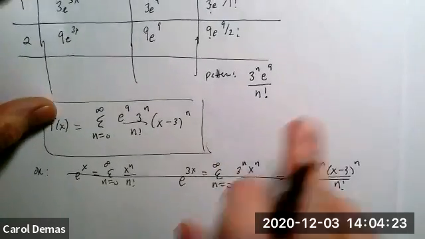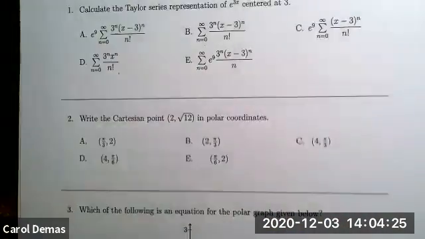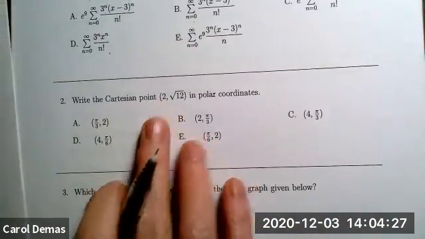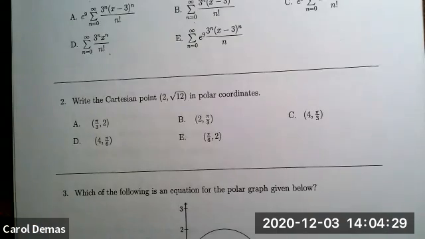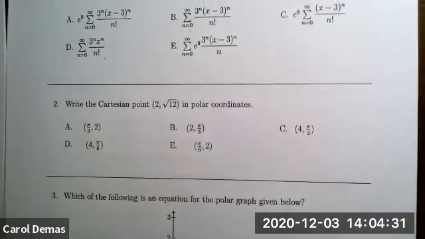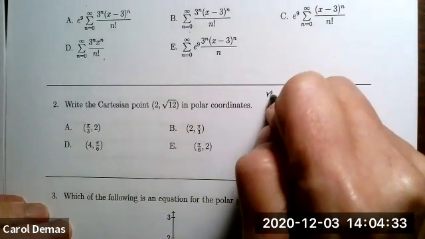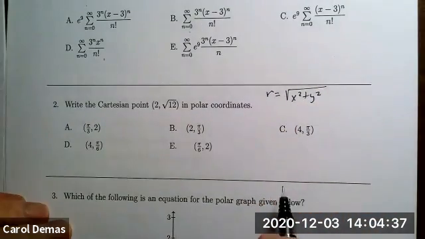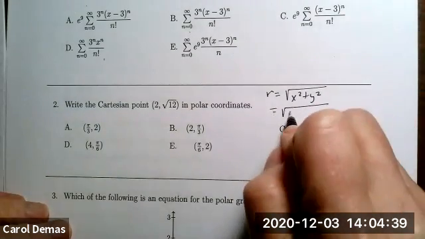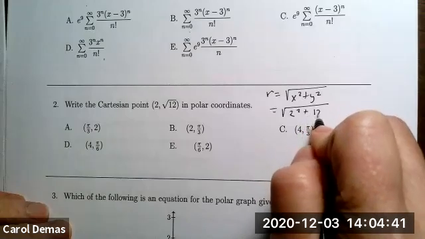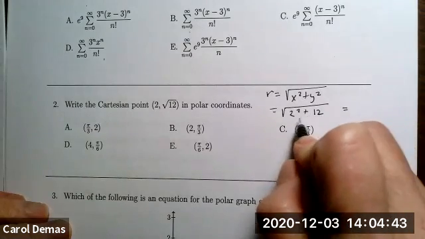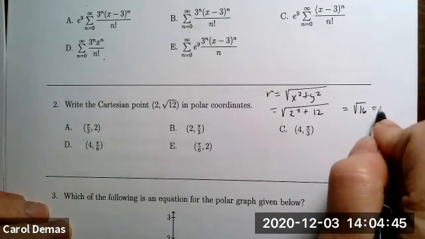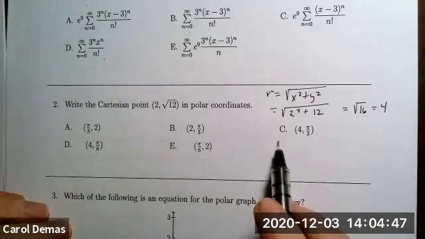All right. So don't do it this way. Do it this way. All right. How about this one? Cartesian point 2 root 12 in polar coordinates. Okay. R is going to be the square root of x squared plus y squared. And that's going to be the square root of 2 squared plus 12, which is root 16, and that's 4. So R has to be 4.